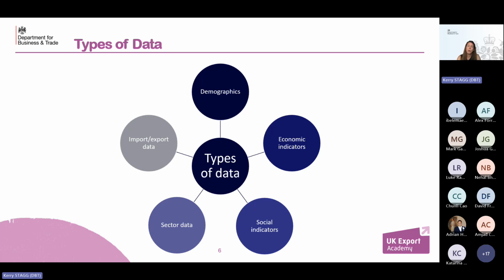So you can look at whether your type of product or service is being traded internationally and where from as well. So if you want to look at whether a particular country is importing gin from the UK, which is something I was looking at earlier for a company, then there's data out there to show that. So you can look at those common trading routes.